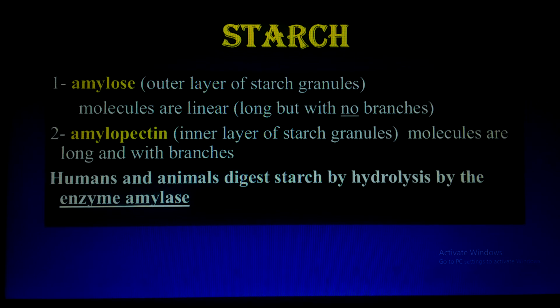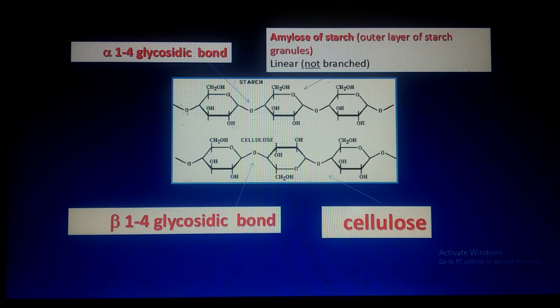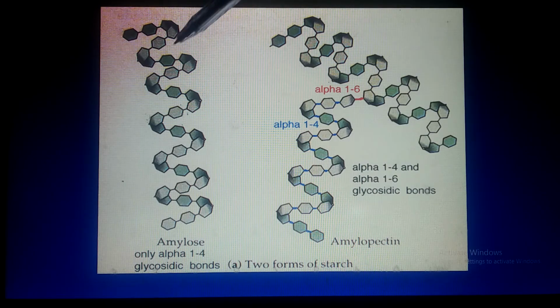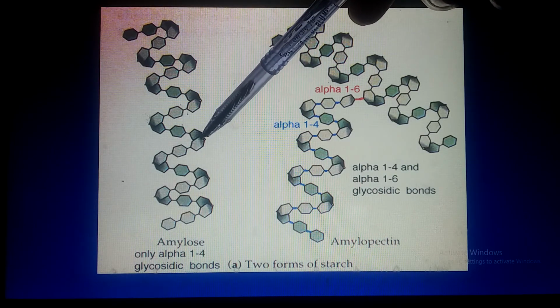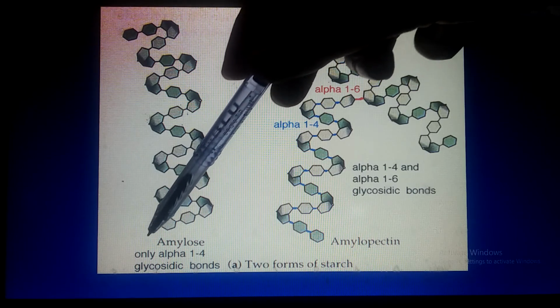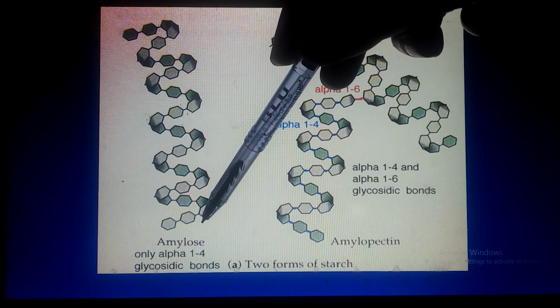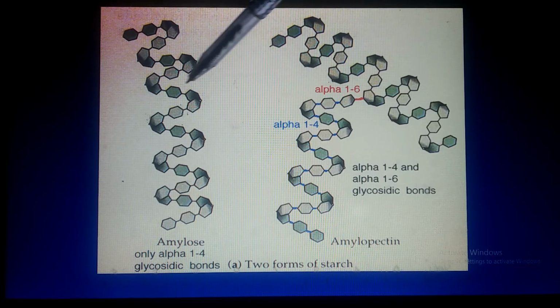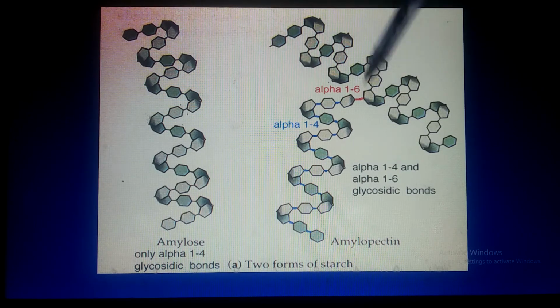But amylose is what? This is the straight chain. I will show you here. You can see here the difference between amylose and amylopectin. This is amylose, in which the sugar molecules join with each other by 1,4 glycosidic bonds. This is the straight chain. But this is amylopectin, which is branched.